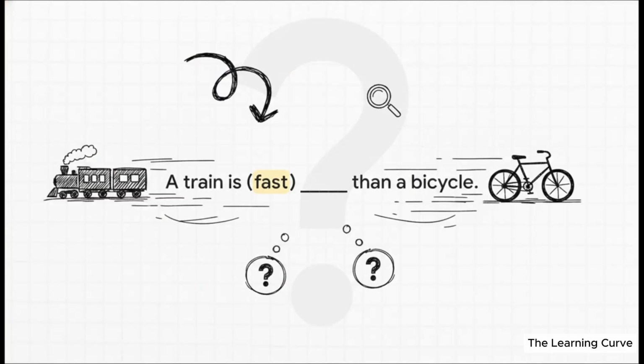Looking at our first sentence, we have a train and a bicycle. We're comparing two things. Our base adjective is fast. Can you figure out how to morph the word fast to correctly complete this comparison? Take a second to think about the ending of the word and the number of syllables.